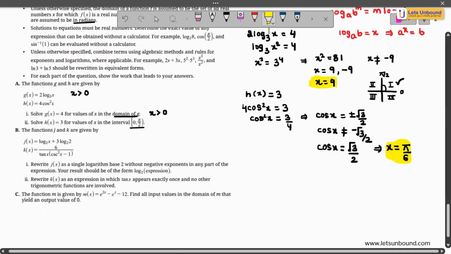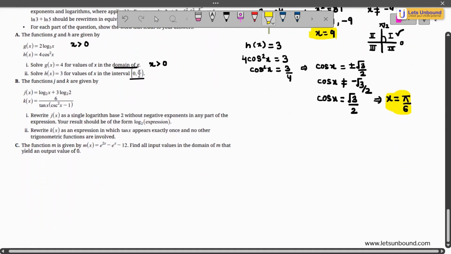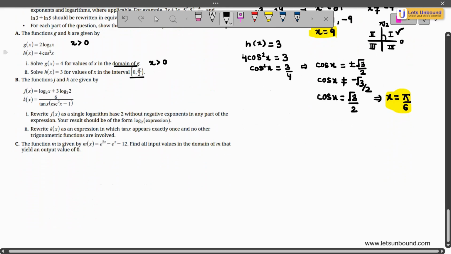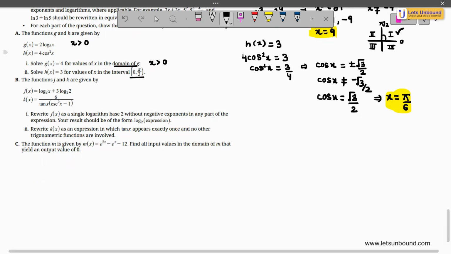Let's look at the B part of the question. The B part gives me two different functions, g(x) and k(x). The first one is a log expression, log base 2 of x plus 3 log base 2 of 2. And k(x) is a trigonometric function, 6 over tan x times cosec square x minus 1.